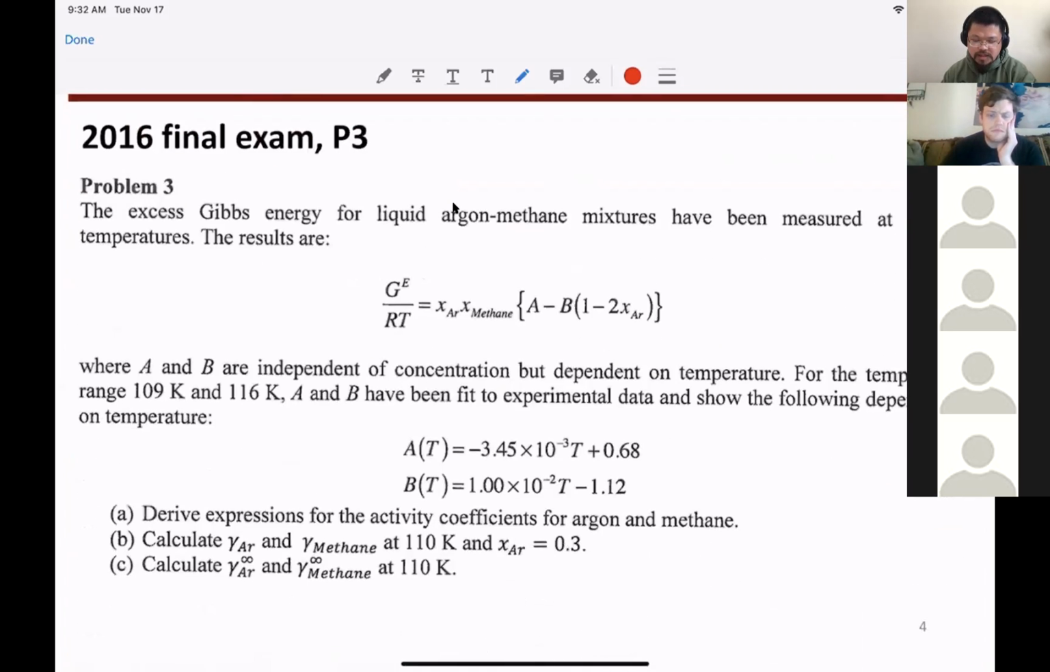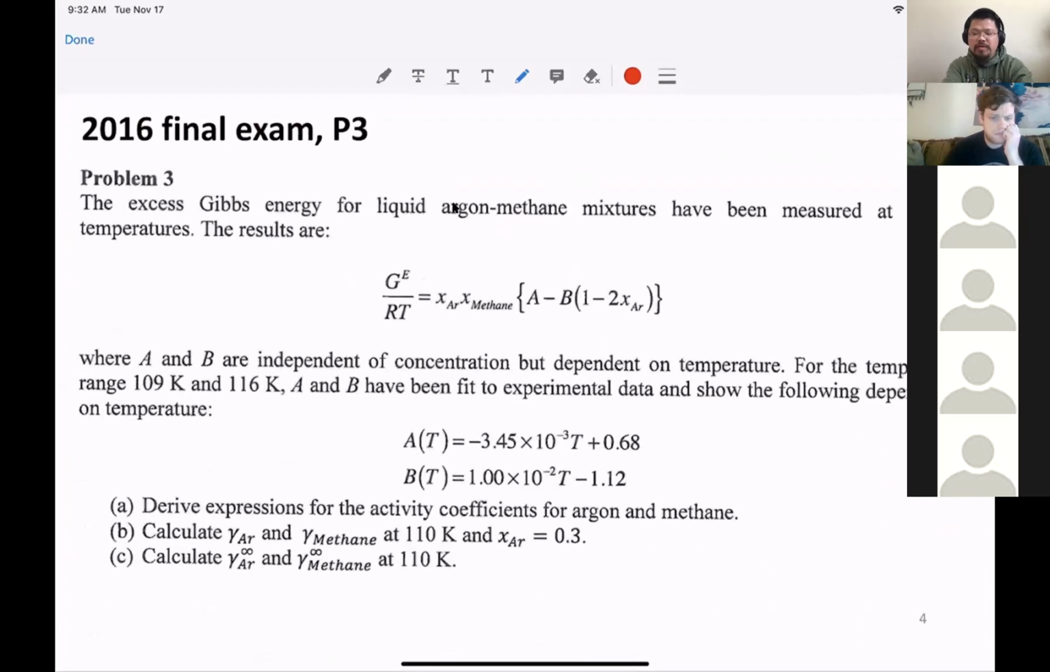Try to take a look at the other problem. So it says we have the excess Gibbs energy for liquid argon and methane mixture. And we have this GE over RT as the expression of the argon and methane liquid composition.